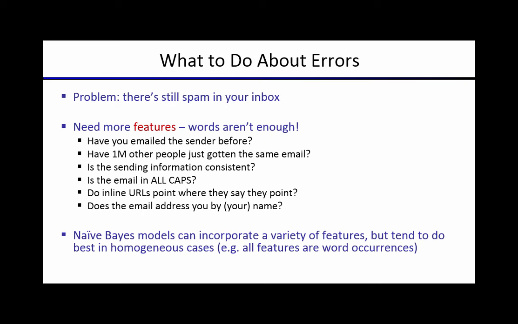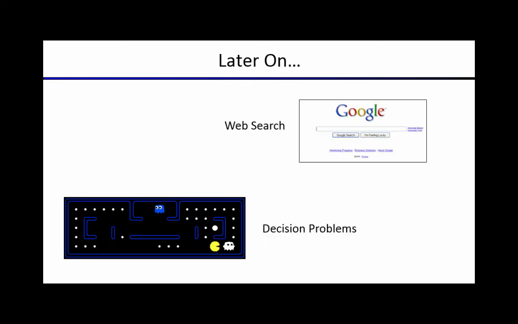These error-driven models are also going to be based on some features that you define, but they don't make any assumptions about the features that you define, and they simply try to optimize their classification accuracy based on the data set that they see. Then later on in lecture, if we have time today, we'll also see how we can apply these algorithms to other problems, not just to classification, such as web search and decision problems.